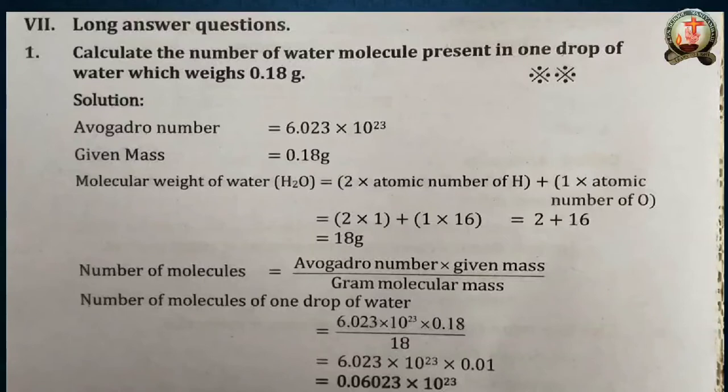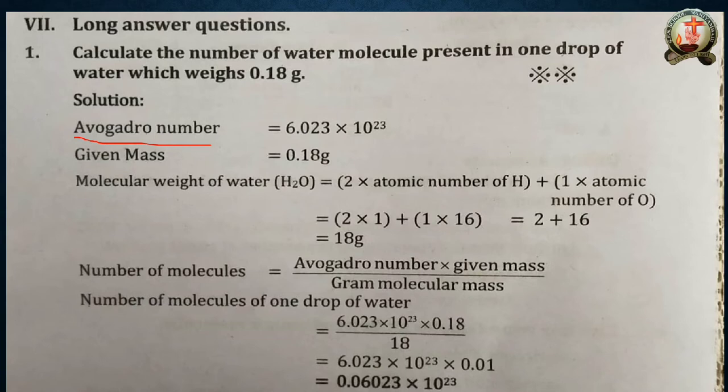Now I take one example from your book. Calculate the number of water molecules present in 1 drop of water. The weight of the drop is 0.18 grams. Okay, so they have given the weight also. We are going to calculate that. First, how are we going to find the solution? Avogadro number is nothing but the number of particles present in 1 mole of a compound or atom. Okay, so given mass is 0.18.